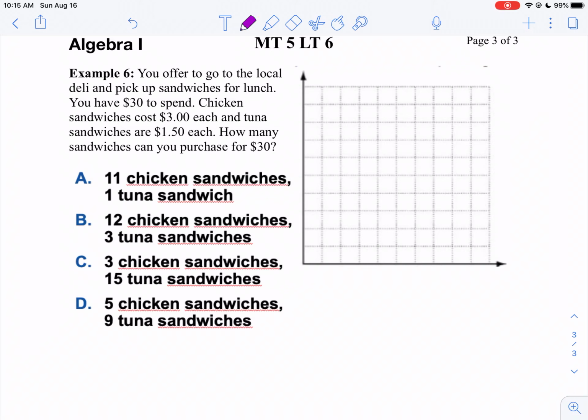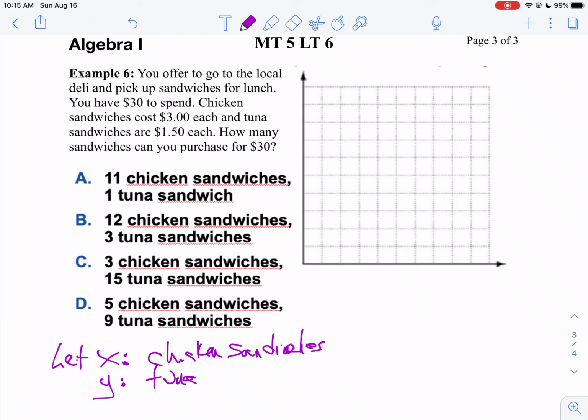Now in this problem, I'm going to let X be chicken sandwiches. I'm going to let Y be tuna sandwiches. Yuck, who would want a tuna sandwich? But that's my personal preference.